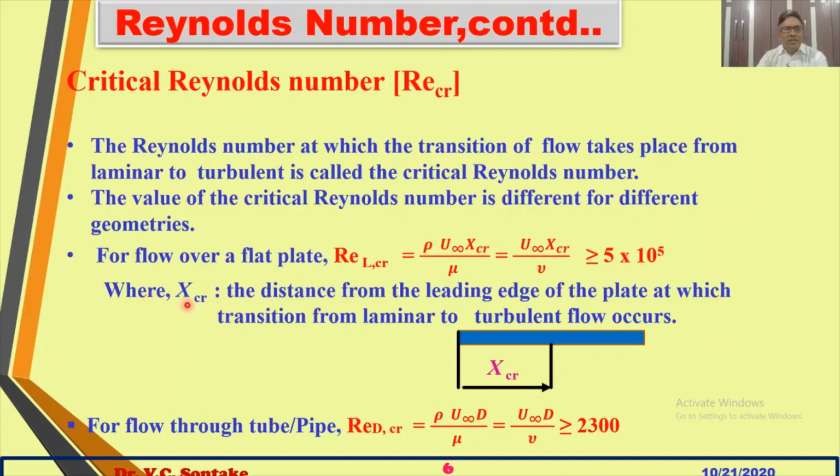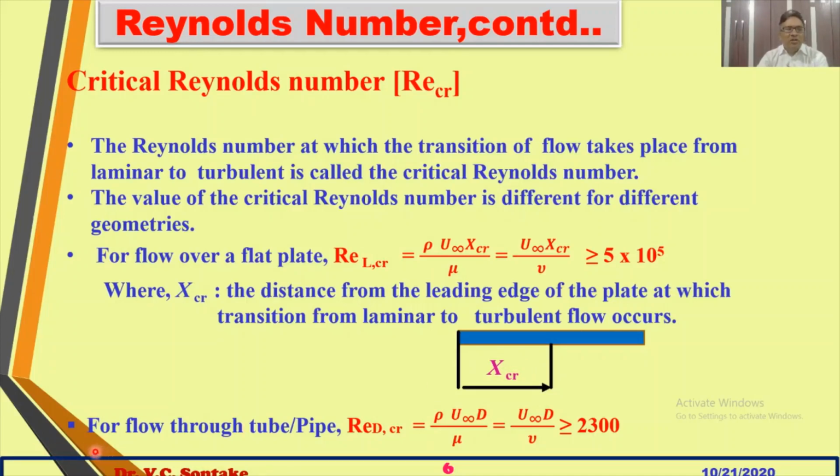In this expression, the X critical is the distance from the leading edge of the plate at which transition from laminar to turbulent flow occurs. So this is the flat plate of, let's say, length capital L, and let's say X critical is the distance up to which flow will remain laminar, and beyond this distance the fluid will become turbulent. So that is the significance of the X critical dimension.